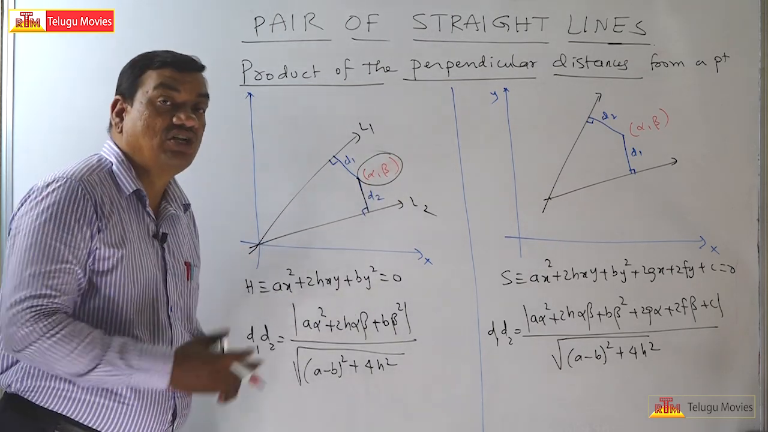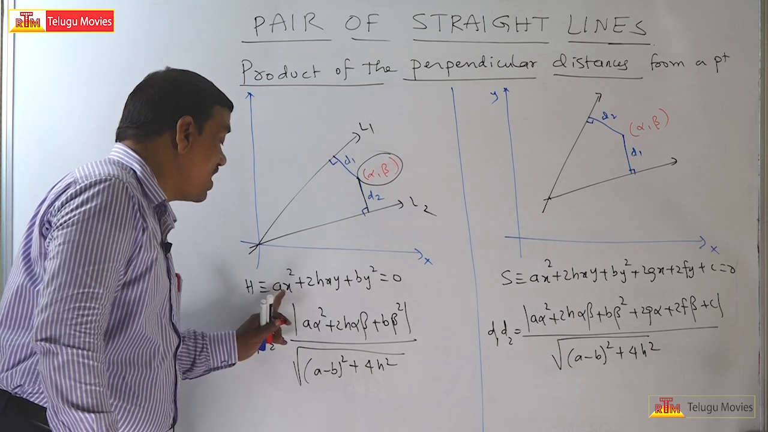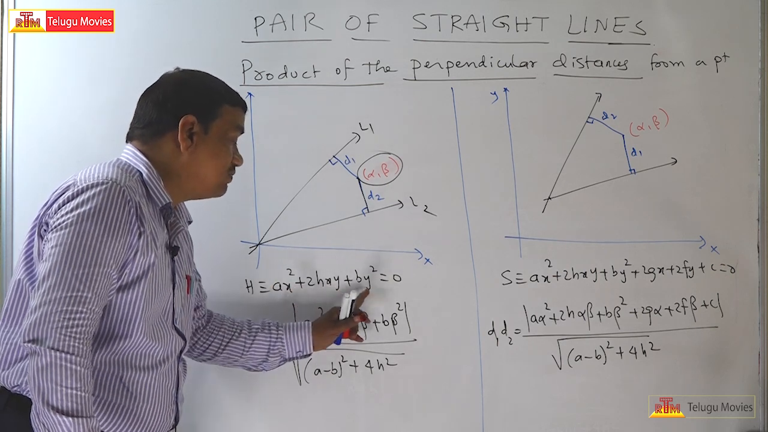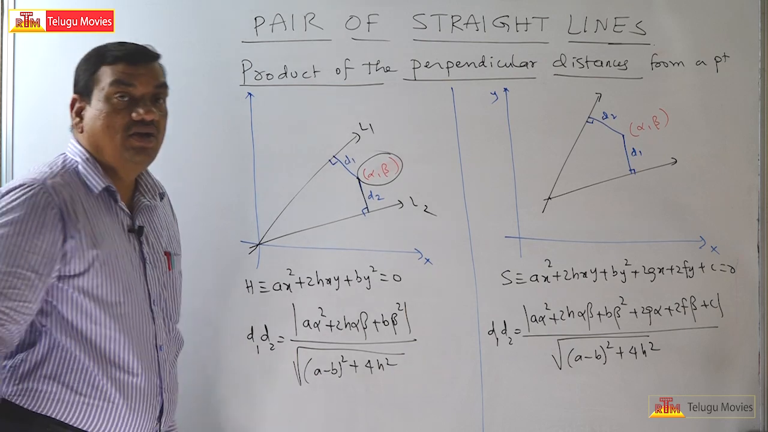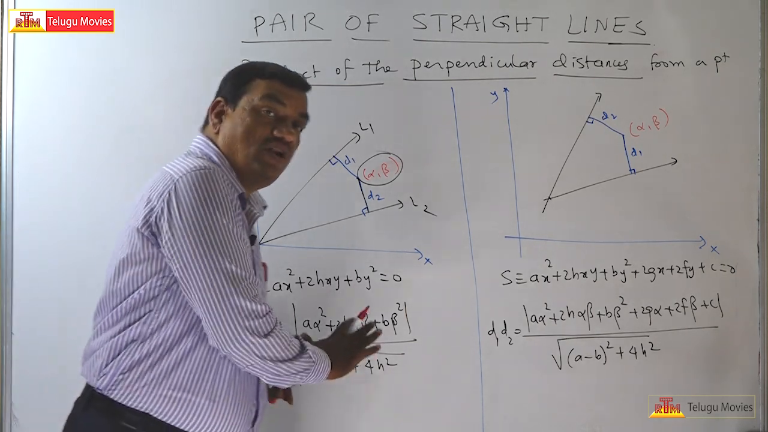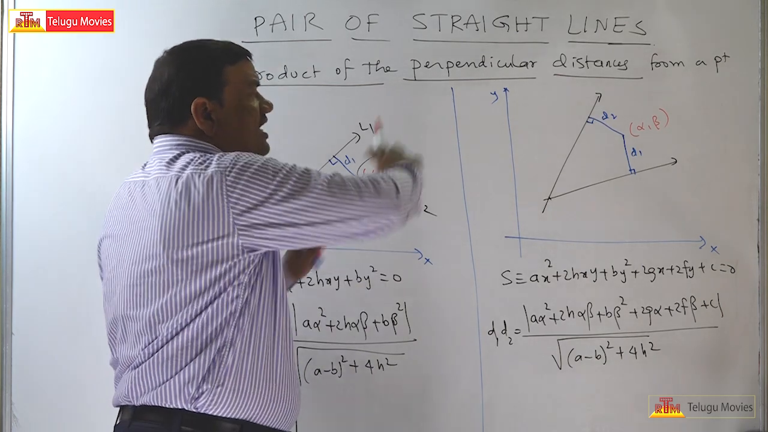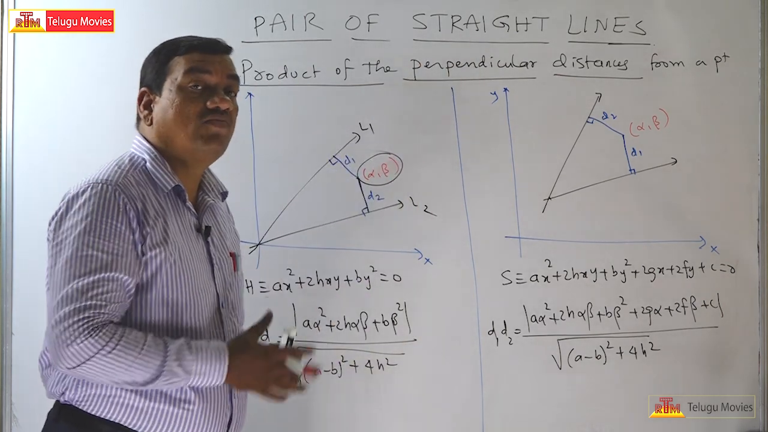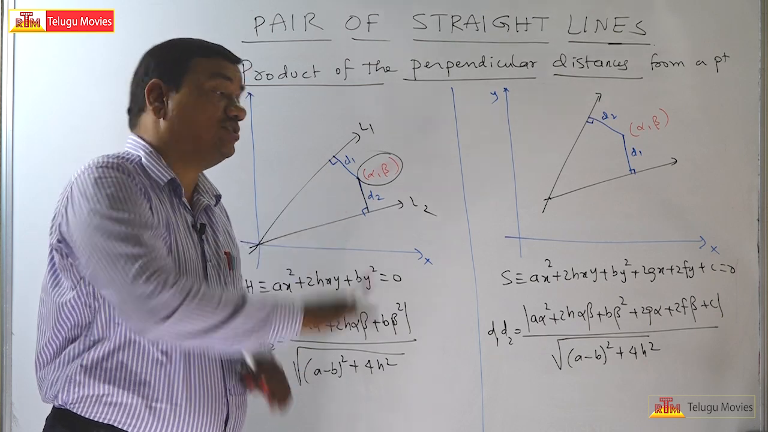Okay now, what you have to do is substitute this alpha comma beta in the left side of this equation, a alpha square plus 2h alpha beta plus b beta square, with the denominator root of a minus b whole square plus 4h square. Okay now, this we already learned. The same concept applies for the pair of lines which does not pass through the origin.